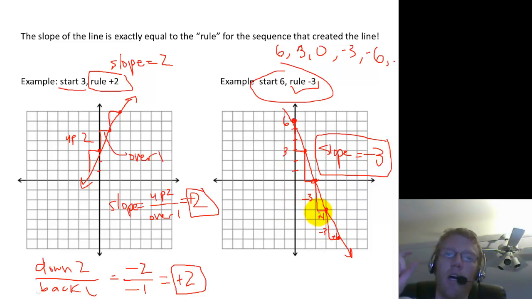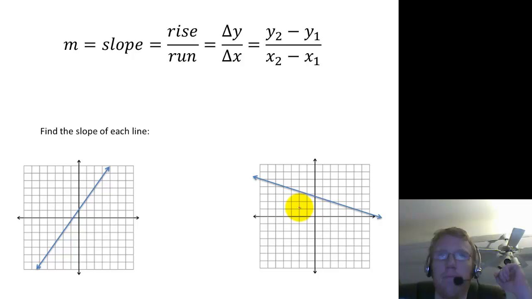And when I say over, I always mean to the right, because to the right on the x-axis is positive. So this is the positive x-axis. So we're always talking about going to the right.